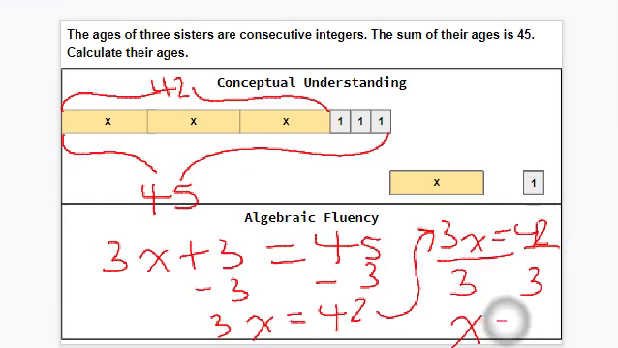3 divides into 4 1 time, and 3 divides into 12 4 times. So that's 14. But we're not done yet. It said calculate their ages. So let's go back here. If the first sister is 14, and their ages are consecutive integers, we know that the second sister is the first sister plus 1 year, so she must be 15. And the third sister is the middle sister plus 1 year, so she must be 16.